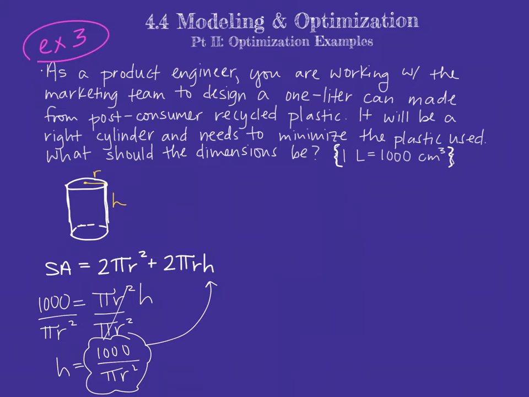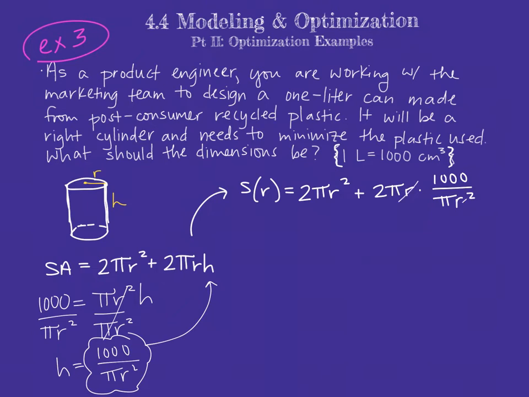So let's rewrite our surface area equation, which I am now going to call something better than SA. I'm going to call it S of r, surface area in terms of the radius only, because we're going to be replacing h with 1,000 over pi r squared. So the surface area in terms of r is now 2 pi r squared plus 2 pi r times 1,000 over pi r squared.